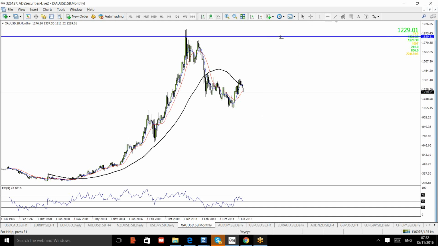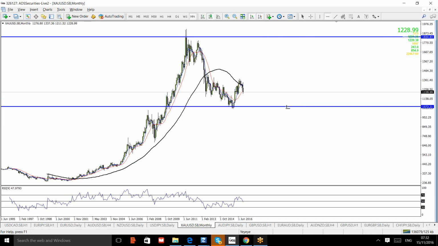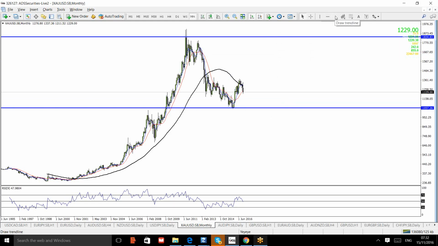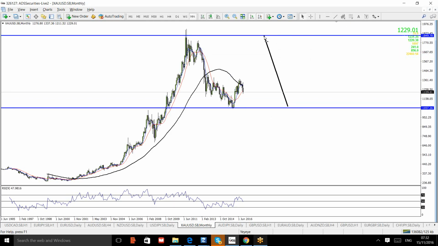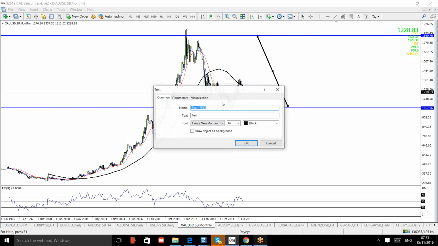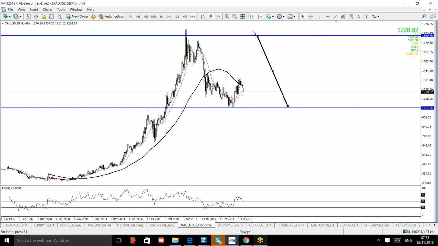So if there is a resistance and the price moves from this resistance to this support, guys, in a sell trade, the move will be from resistance to the support, guys. Understand? This is vice versa, guys.